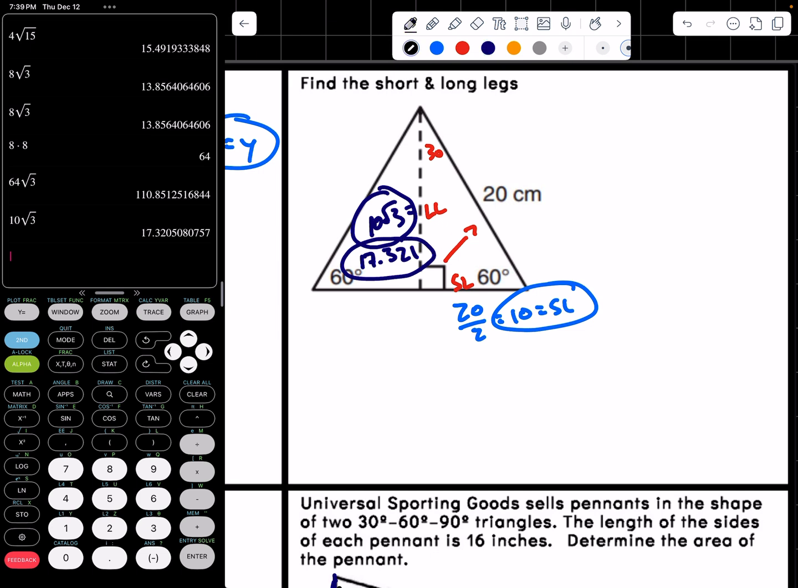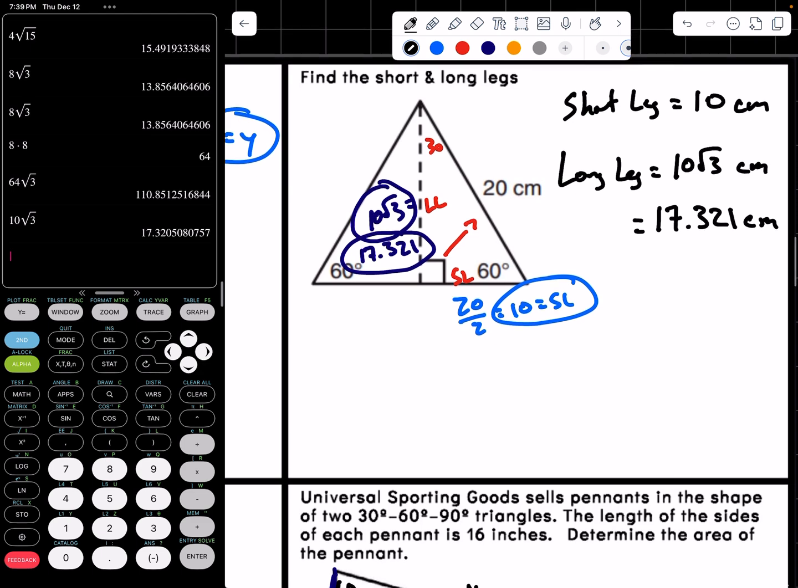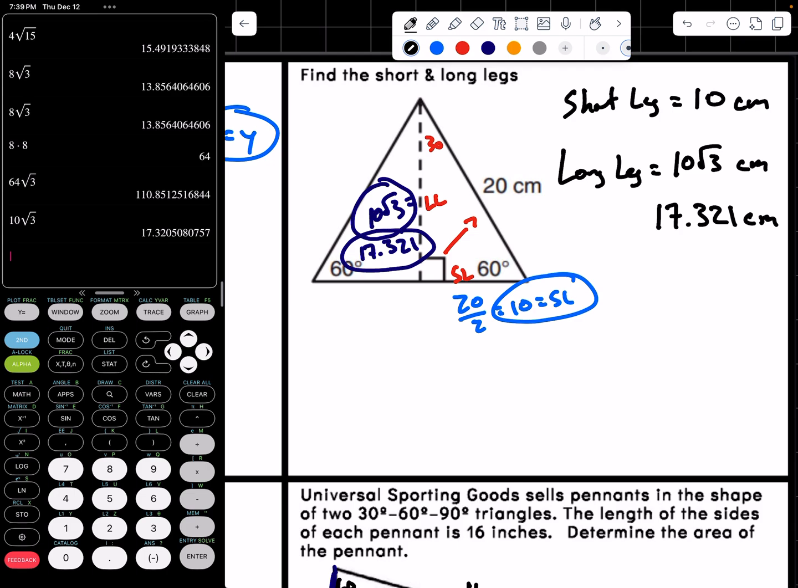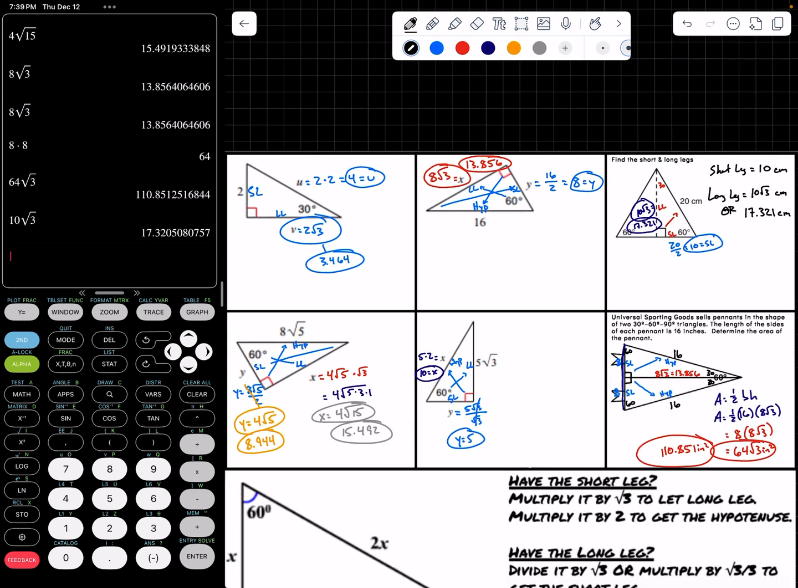I'll go on ahead and make this a little bit neater. My short leg equals 10 centimeters. My long leg equals 10 root 3 centimeters, or it equals 17.321 centimeters. Either one of those would be acceptable in this case. And that covers all of our examples for our 30, 60, 90 triangles.